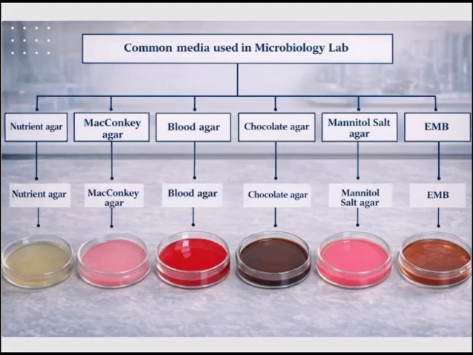And the fourth one is chocolate agar. It's also an enriched and non-selective media. It releases growth factors like X and V factors, used for fastidious organisms such as Haemophilus influenzae and Neisseria species.